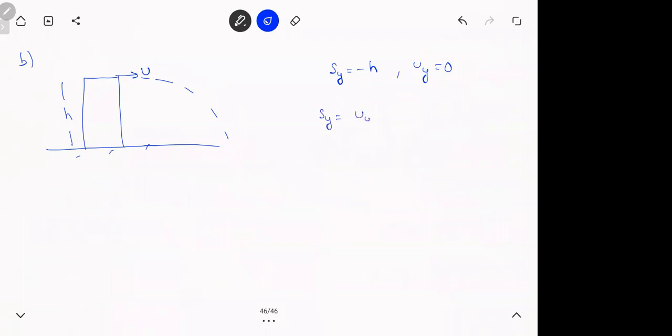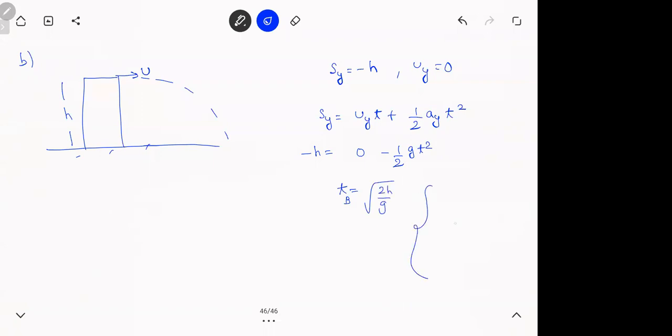Again, using the same equations. See, always remember the process, not the formulas. If you know the process, you can do any type of problem. What is the process? When you're throwing, the time of flight will depend only on the vertical component. So use S is ut plus half at square in the vertical direction. Minus h is 0 minus half gt square. So we get the time of flight will be root over 2h by g.